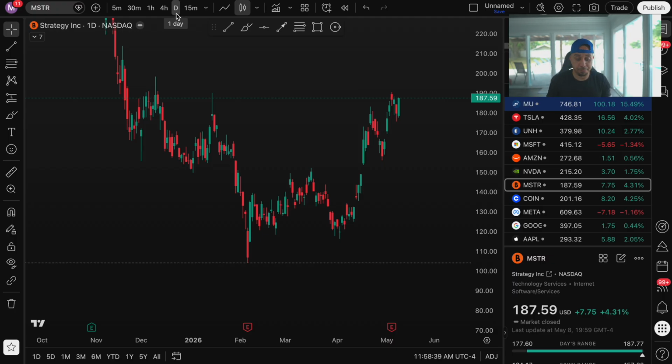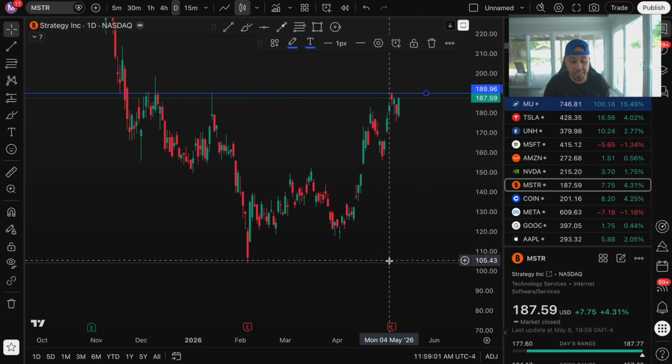Okay? But since we're looking at the chart, this is daily time frame. Where would you say resistance or support would be? You should see like two major zones where price has had a major reaction. So I hope you said right over here in this area, this is the level of resistance now. And this is a support level.